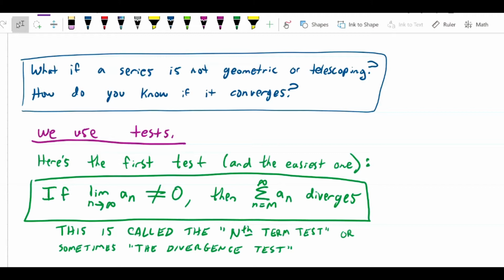So that test can be stated very, very simply, which is, right here, if the limit as n approaches infinity of an does not equal 0, then the sum of an, in other words, the series formed by the sequence an, diverges. So what this means is an is some sort of sequence, and we look at whether the limit of the sequence is not 0. If it's not 0, then the series formed from that sequence diverges.